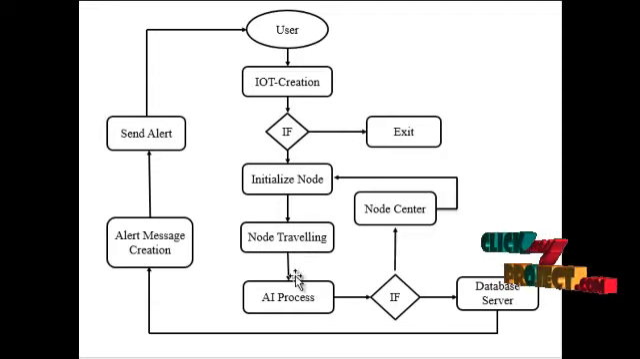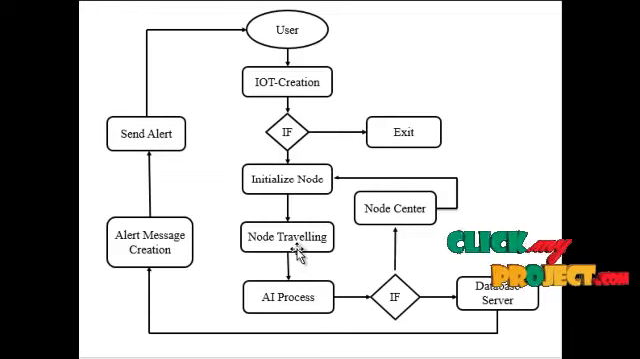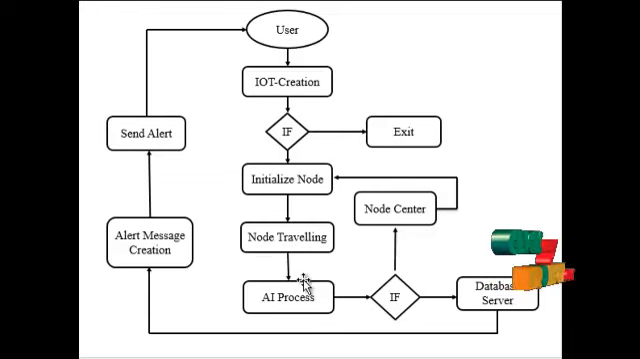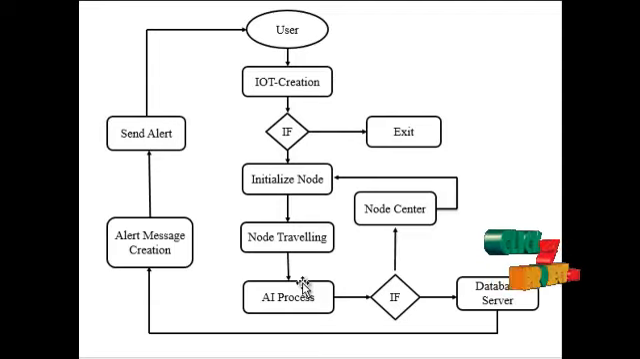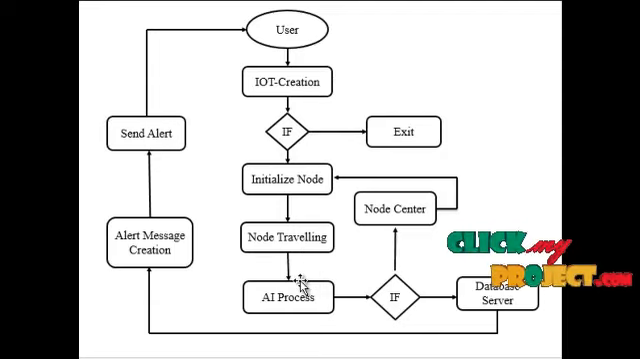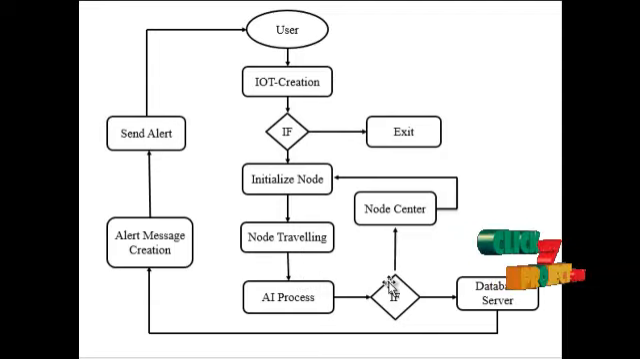It is an AI process. After the node data travels from this IoT server, the IoT server has the AI process inside it, which means the artificial intelligence process is built into this IoT server. This process verifies whether the data is normal or abnormal. If the data is normal, it goes to the database server and is stored.